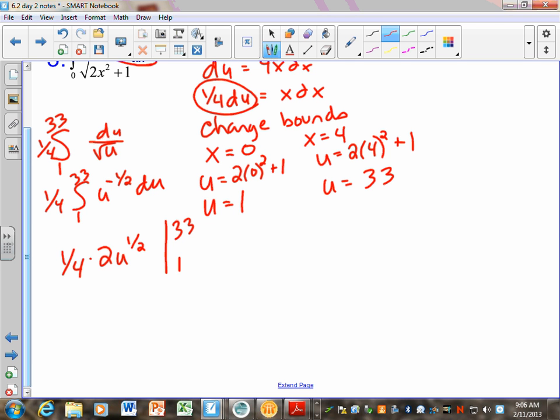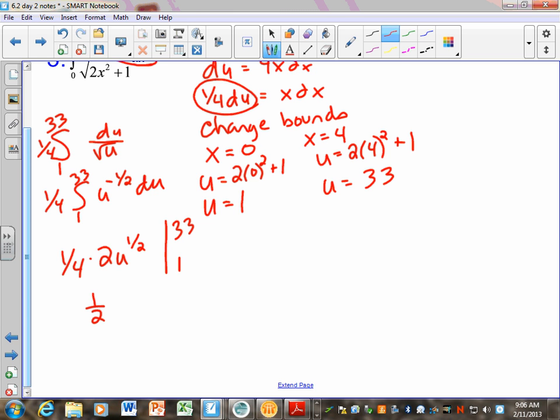The alternative to this is, don't change your bounds. Could you go back and plug in what u was in terms of x and then do your original bounds? You can. I feel like this is usually less work, and so I like to do it this way. But you don't necessarily have to change your bounds when you're doing this. 2 times 1 fourth, that's just 1 half, right?